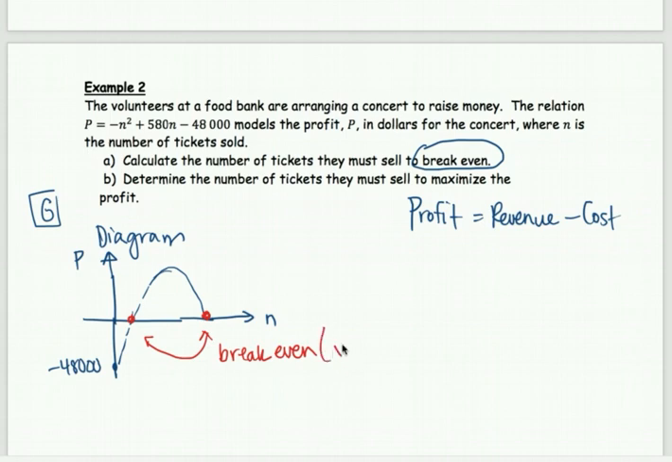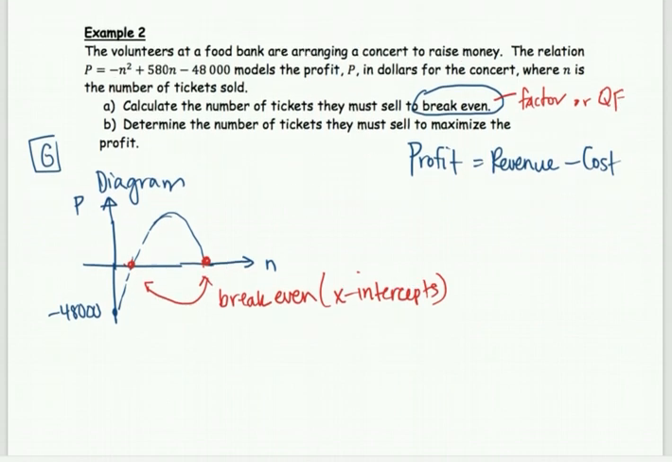Okay, so those are the x-intercepts, right? Or the n-intercepts. So you need to go and find those, figure out the number of tickets that will help it break even. So you need to find these two values right here. All right, so you have your expressions. So again, if it's break even, you are going to factor or use the quadratic formula, okay, QF.